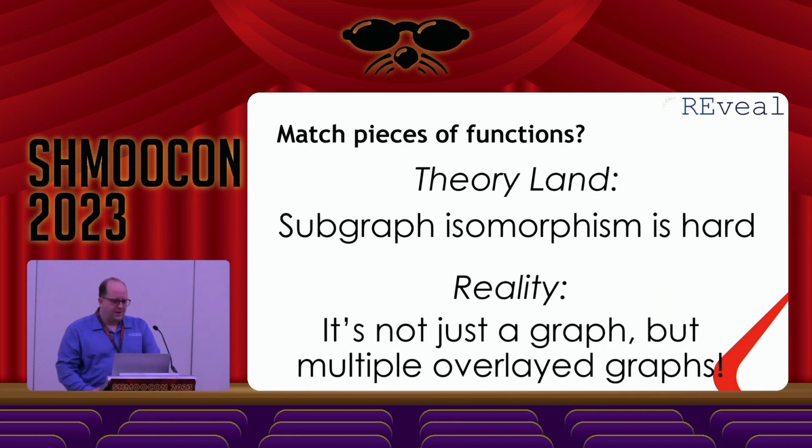let's see what the reality is. It's not just one graph, but many overlaid graphs. Wait, does that sound easier? It sounds a little more complicated to me, but maybe we can exploit this.